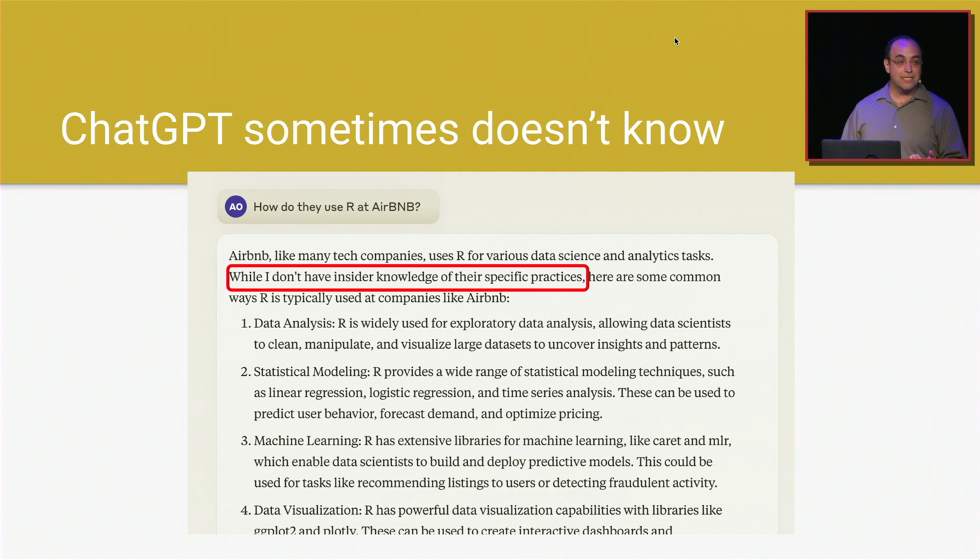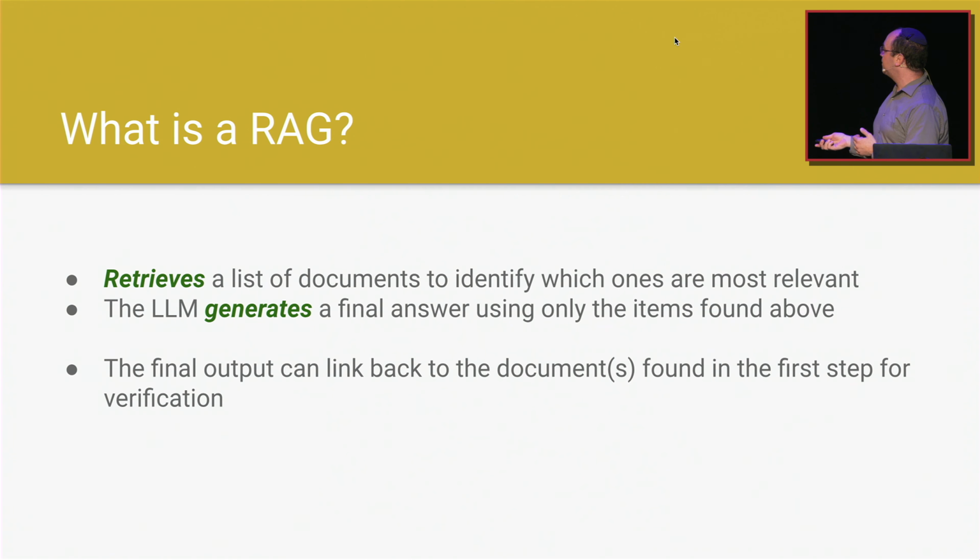But the thing is, we do have insider knowledge of their specific practices based on the videos on rstats.ai. And that's what brings the benefits of retrieval-augmented generation. The R of RAG, retrieval, is because the whole method retrieves a list of documents and identifies which ones of the documents are most likely to answer whatever question you're going to put in.